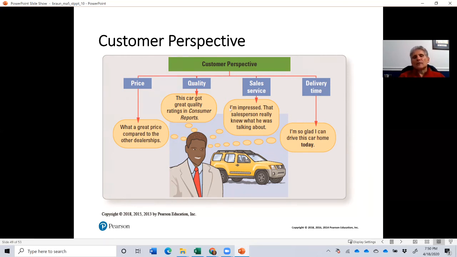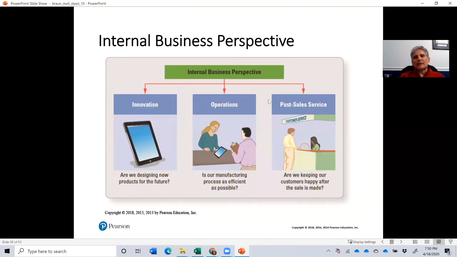That would be another performance indicator we may look at, because if we're doing well with these items, that should lead to a better financial perspective. Okay, that was the top right quadrant. Now we're going to look at the bottom right. That's the internal business perspective.